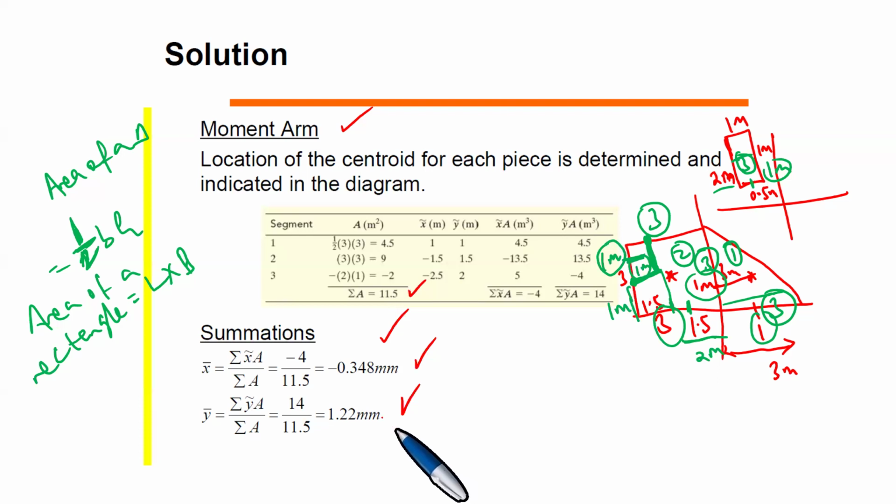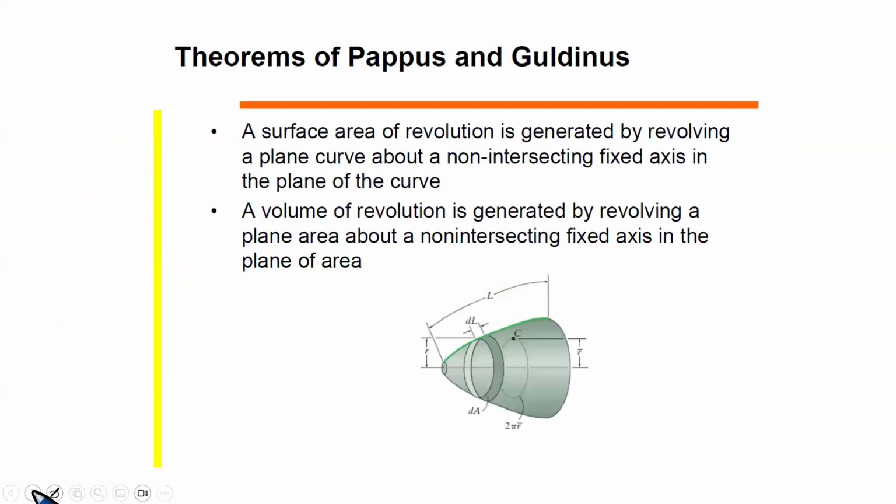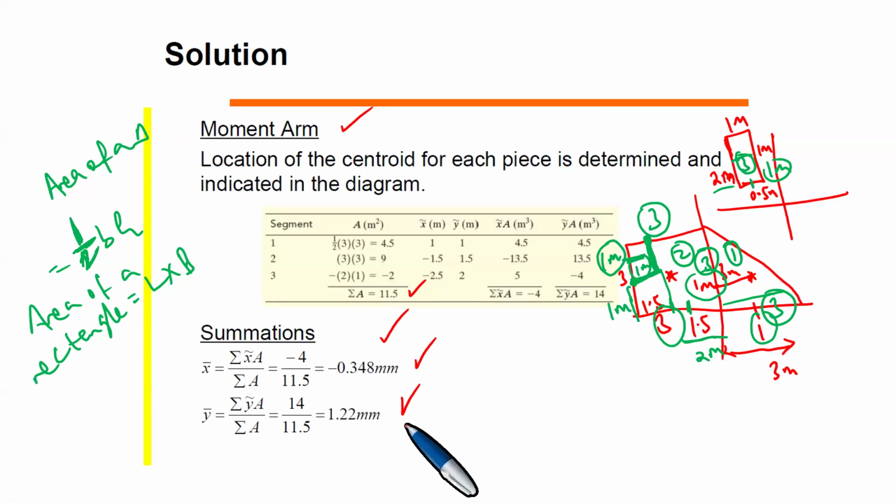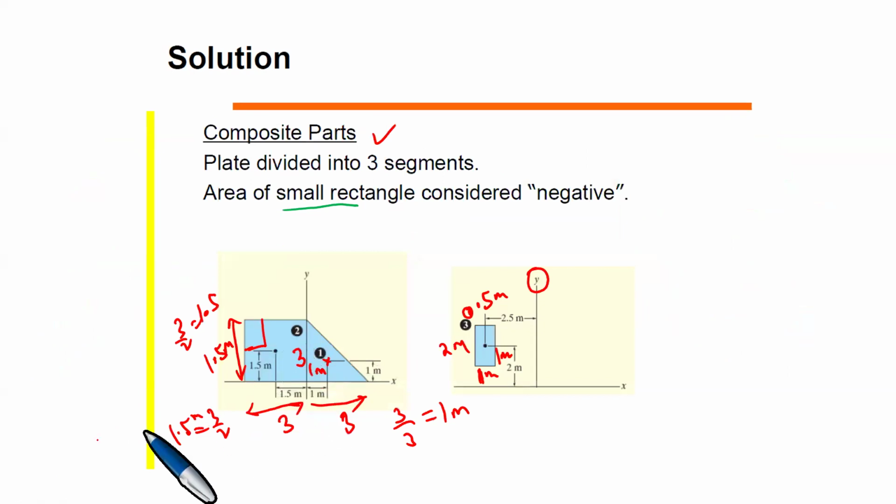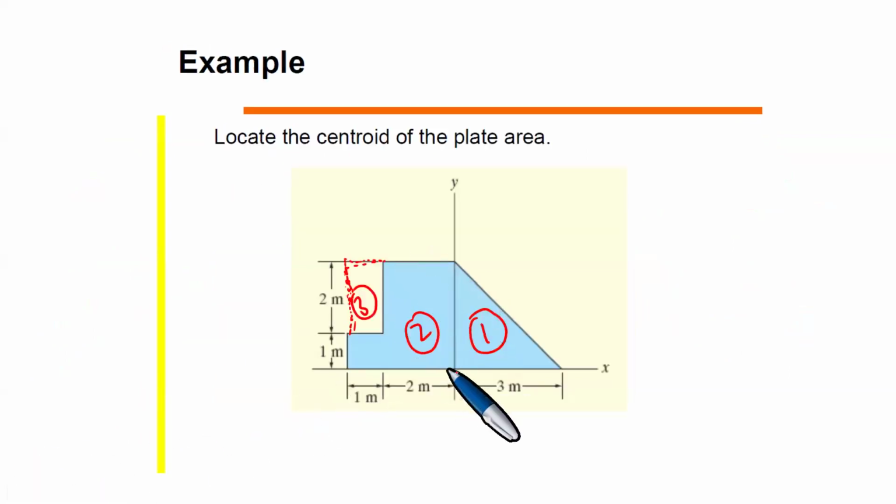So in other words, we are able to see that the centroid of the overall shape is this: the x component is minus 0.348 meters, and this one is exactly 1.22 meters. So this becomes the centroid of the composite shape. This is how we find the centroid of a composite shape. What is the composite shape? It's this one here. We started here and we had this particular composite shape.